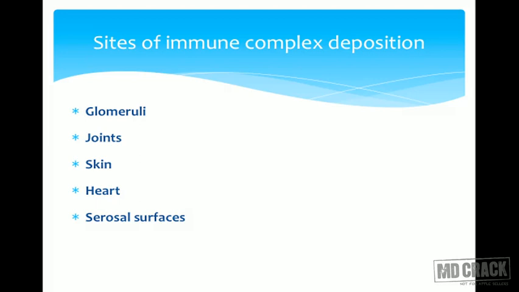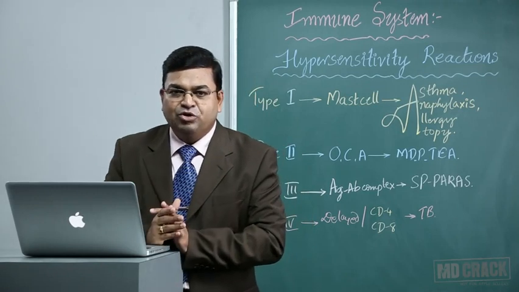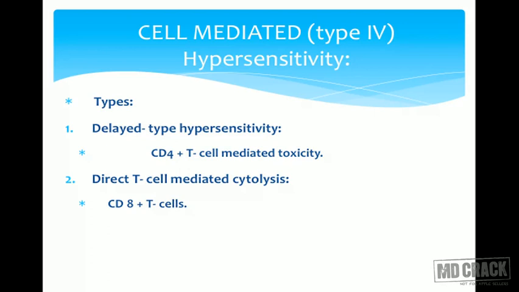But immune complexes can also get deposited over the joints, in the skin, over the heart, over the various serosal surfaces, and even on the lung surface. That's about type 3. We will see the details about various autoimmune disorders in the next topic. Coming to the last category, that is cell mediated, which is type 4, or we also call it the delayed type of hypersensitivity reaction.